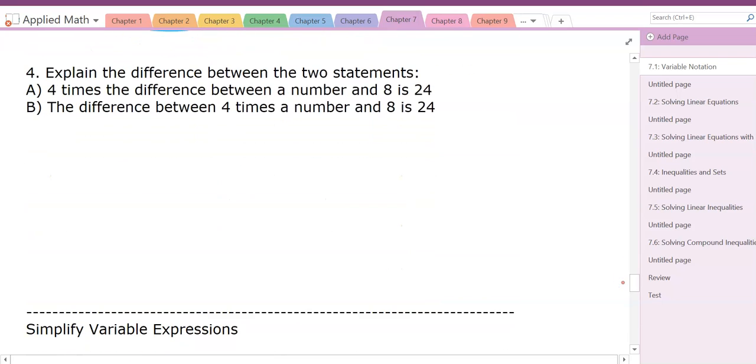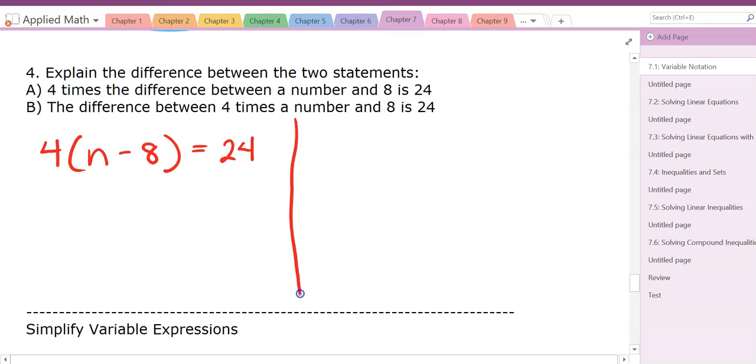So 4 times the difference. So we're taking 4 times the difference of a whole quantity. So we're going to have something in parentheses here. Difference is subtraction, and it says between a number and 8. So we're taking the number n or x, whatever letter you want to use, and we're subtracting 8 from it. And that's going to equal 24. The second one is the difference between 4 times a number and 8 is 24.